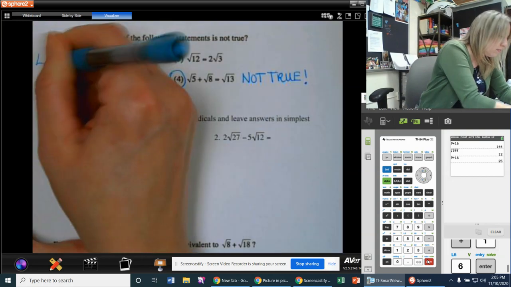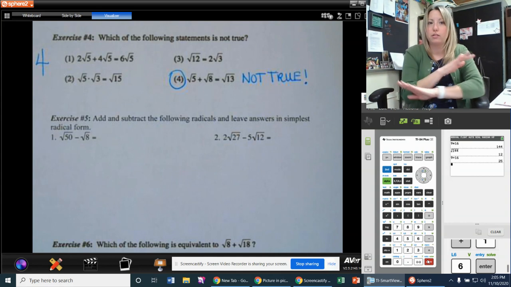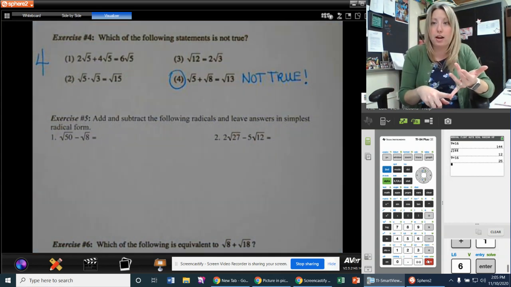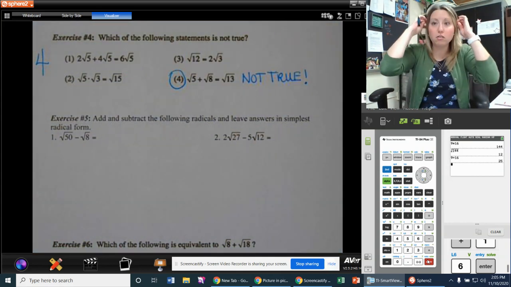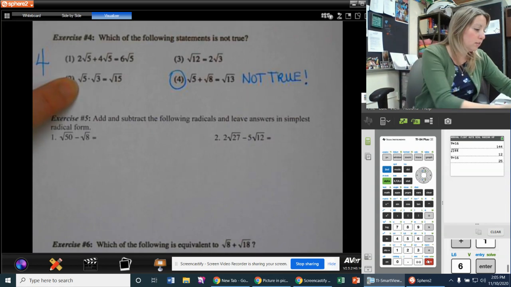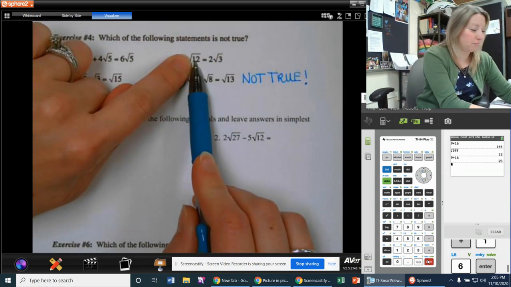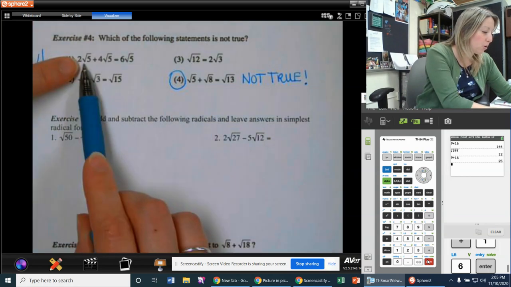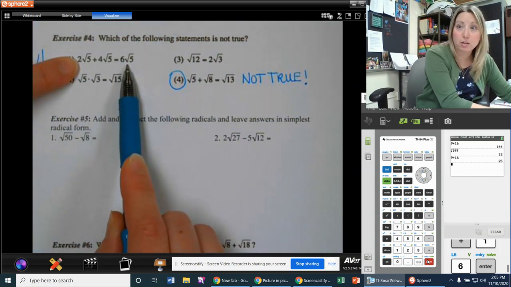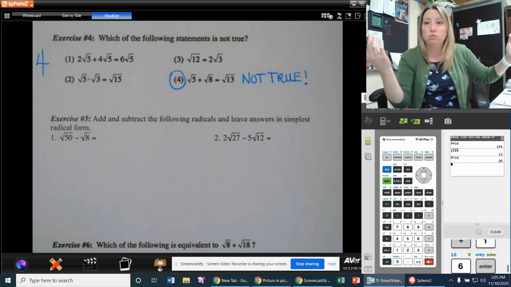For exercise 4, number 4 choice, not true. You can multiply numbers together under the radical. So we've done that here. Well, here we simplified. Here we had the same number under the radical, so we were allowed to add up how many we had. So there you go. All the rest are true.